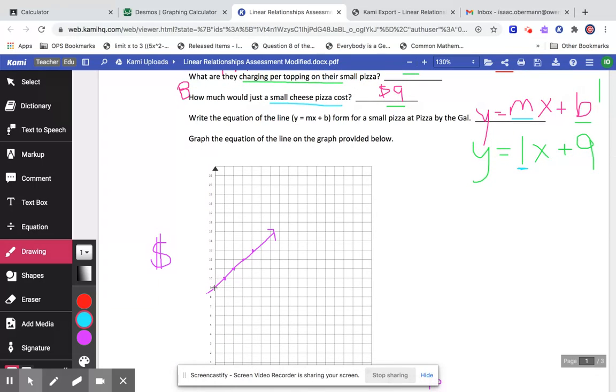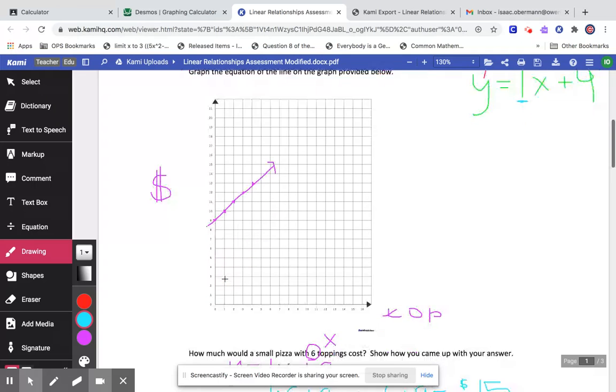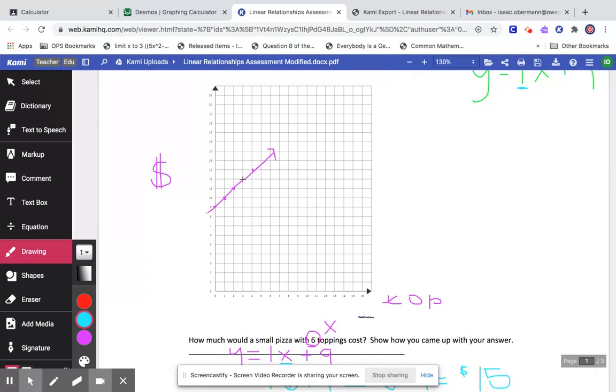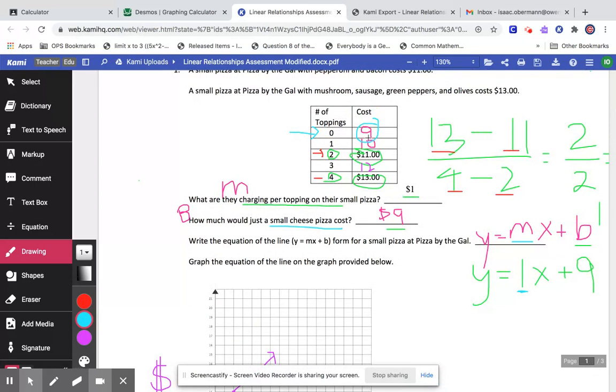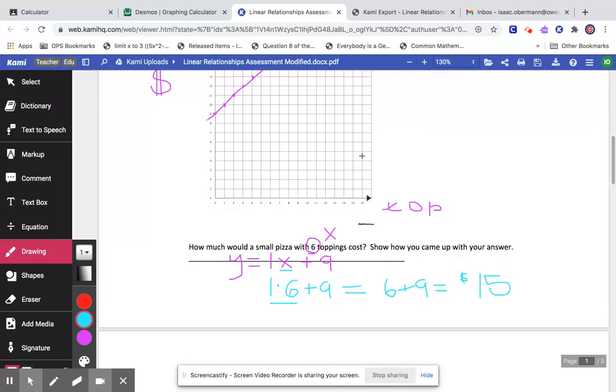So I just graphed them here at 0, 9. 1 topping is 10. You can see here. 2 toppings is 11. 3 toppings is 12. 4 toppings is 13, and so forth as you go. Toppings is the X value. Y is the money. Okay? So that's pretty straightforward. I just used these points after I filled it in to do that.